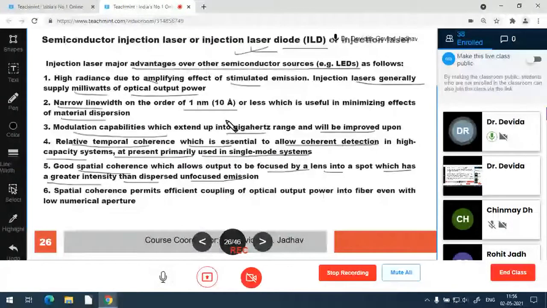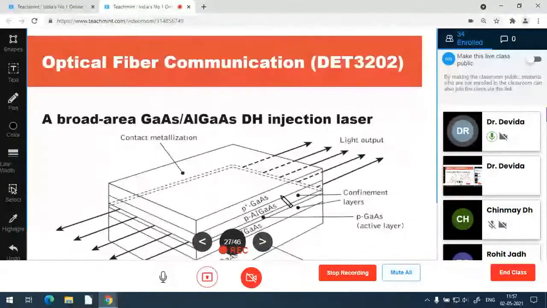So it creates a pencil-like beam, and it can be processed by lenses to couple into hair-like small optical fibers. The spatial coherence permits efficient coupling of optical output power into the fiber, even with very low numerical aperture. So the first thing is that fibers are very small in dimension, like human hair, and their numerical aperture is also low. Even then, it can be very efficiently coupled.